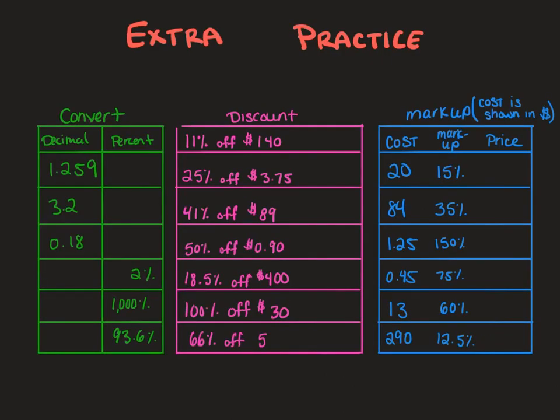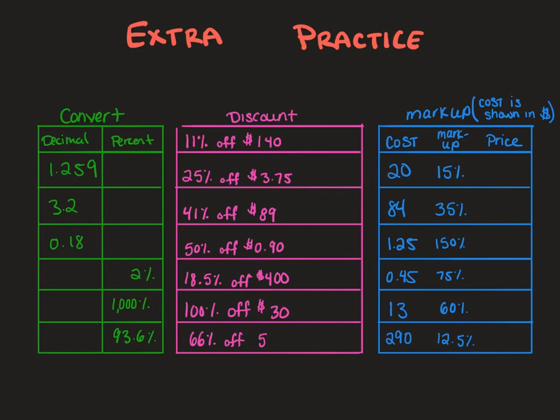If you'd like some additional review and practice, you can pause here and try the 3 tables of questions. Then move on to the end of the video to see the answers. The first table in green asks you to convert from decimals to percents or percents to decimals, depending on which is shown. The second one gives you a percentage discount and an original cost. You need to find the new price after the discount.